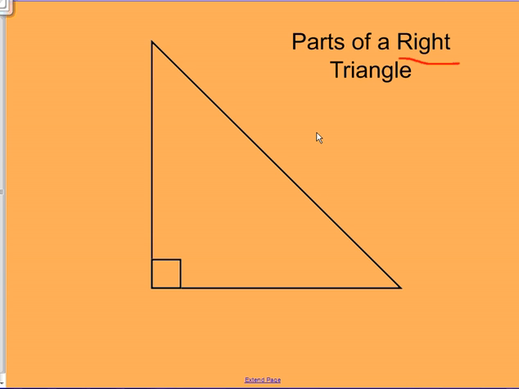So before we go over what the Pythagorean Theorem is, we're going to go over what the parts of a right triangle are. The parts that connect to the 90-degree angle are called legs. We have a leg right here and a leg right here. The side that is across from the 90-degree angle is called the hypotenuse. Just to think ahead, we always call the hypotenuse C.